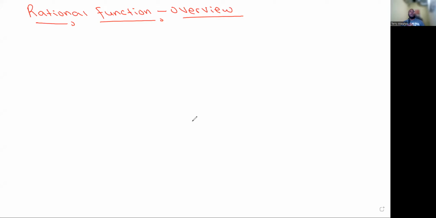Today we're going to talk about rational functions, and I'm going to give a quick overview. I'm going to talk about different sections of rational functions. Then I'm going to end this series with how to graph a rational function, okay?